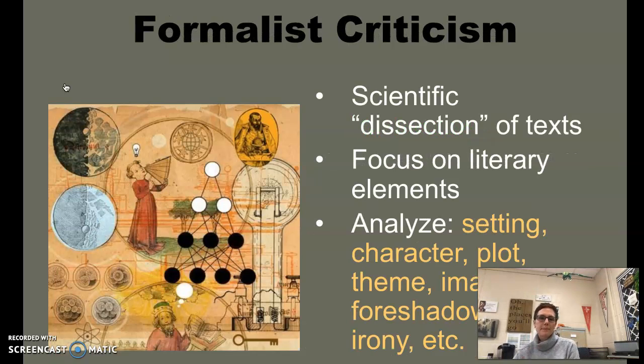Okay, number 2, the second lens or the second theory that I'm going to give to you, and you've done some with this one, is the formalist criticism or formalist lens. When you use the formalist lens, you're scientifically dissecting the text. So that's when your teachers ask you, what's the setting? Who's the protagonist? What is the plot line? What's the theme from this story? How does imagery play a part?